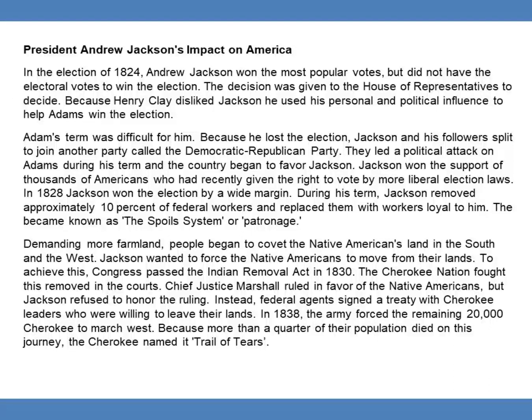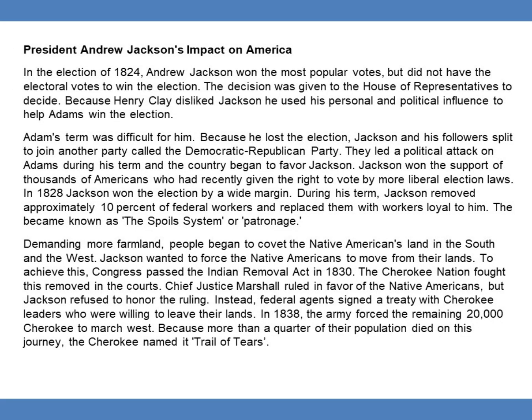Because he lost the election, Jackson and his followers split to join another party called the Democratic Republican Party. They led a political attack on Adams during his term, and the country began to favor Jackson. Jackson won the support of thousands of Americans who had recently been given the right to vote by more liberal election laws. In 1828, Jackson won the election by a wide margin. During his term, Jackson removed approximately 10% of federal workers and replaced them with workers loyal to him. This became known as the spoils system or patronage.